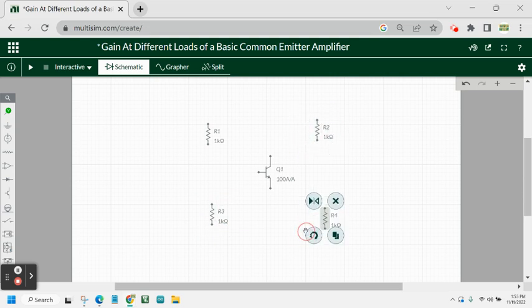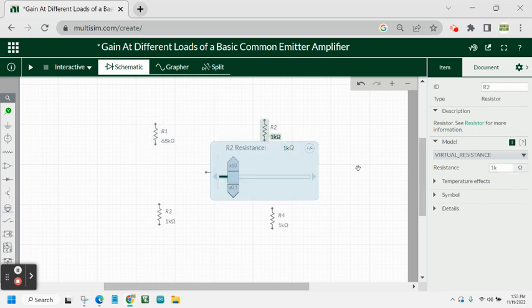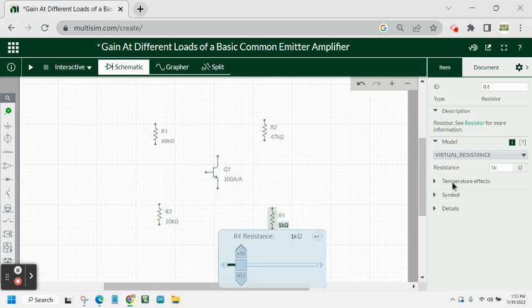And we will be putting the values of these resistors, namely for the first one, R1, let's make it 68 kilo ohms. For the second one, let's make it 47 kilo ohms. For the third one, let's make it 10 kilo ohms. And for R4, let's make it 4.7 kilo ohms.